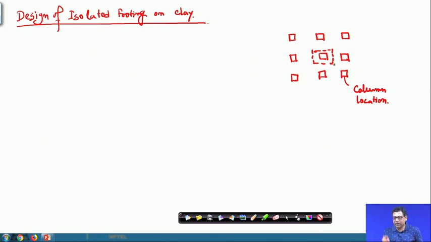So, first we are getting a center column, where the load is coming, say 600. In the center column, the load is coming 600 kilonewton. Okay. So, that load is coming. We have decided that we will go for an isolated footing. So, let us design the footing for each column.